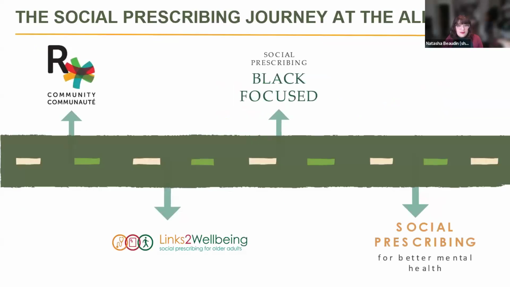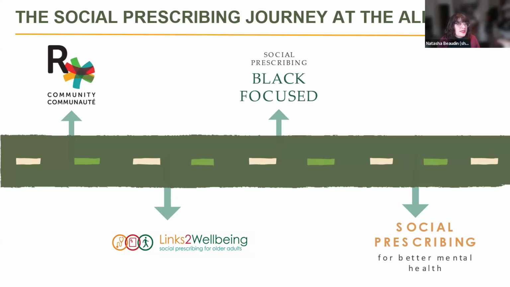I'm going to tell you a brief amount about our social prescribing journey at the Alliance. I previously mentioned our pilot started in 2018 with 11 different CHCs across the province, and that's where we were able to demonstrate that this model could work in Ontario. Links to Wellbeing started in 2021 and continues to this day, social prescribing for older adults, and our goal is to have seamless referrals from healthcare settings to community settings, such as those offered by the Seniors Active Living Centers.